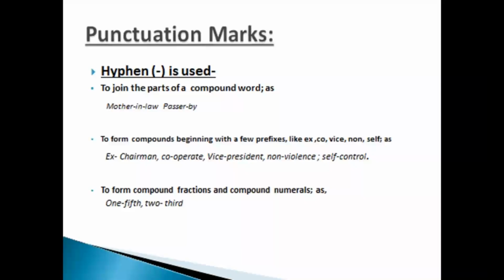Hyphen. Even though it looks very similar to a dash, a hyphen has very different uses. It's most commonly used to create compound words. For example, he is a very self-confident person.